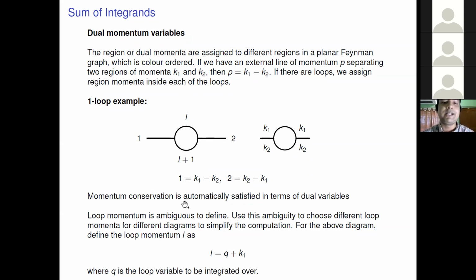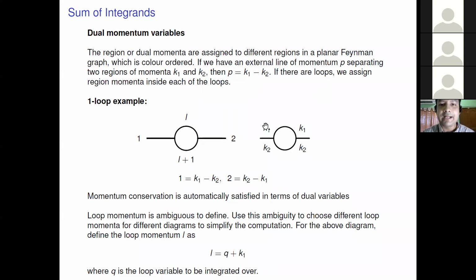So what we get is that momentum conservation is automatically satisfied in terms of dual variables. If we just change the variables from 1 to K1 minus K2 and 2 to K2 minus K1, then we can see that momentum conservation is automatically satisfied. And this can be done for any planar graph where there is a color ordering. When we do the integral of the loop momenta, the loop momentum is ambiguous to define because we can shift the loop momenta by some parameter and then we can again integrate it. So there is an ambiguity in the definition of the loop momenta. We can use this ambiguity to choose different loop momenta for different diagrams and to simplify the computation.